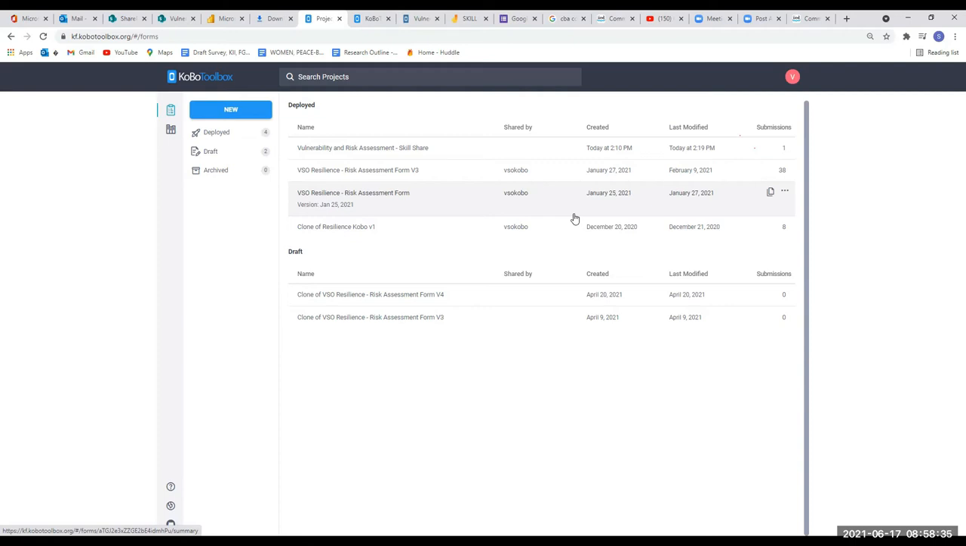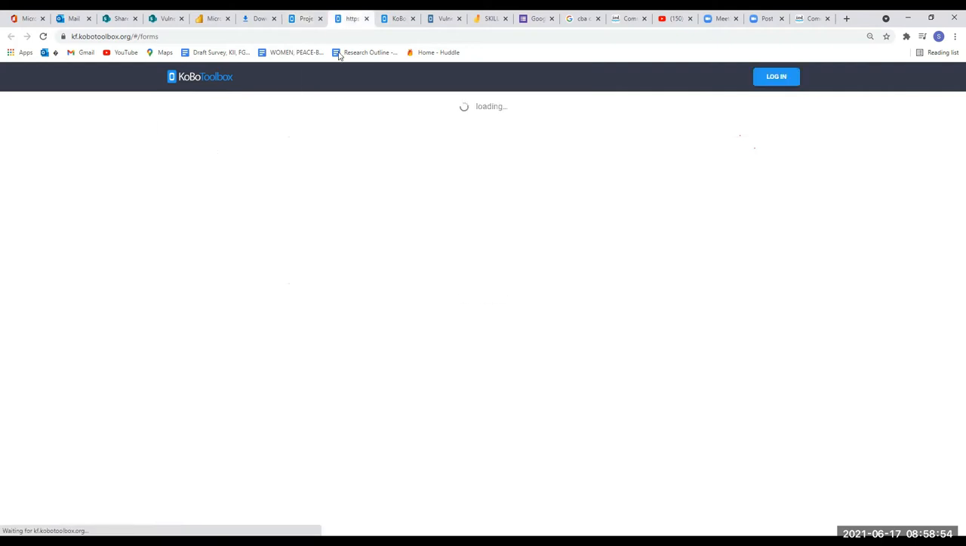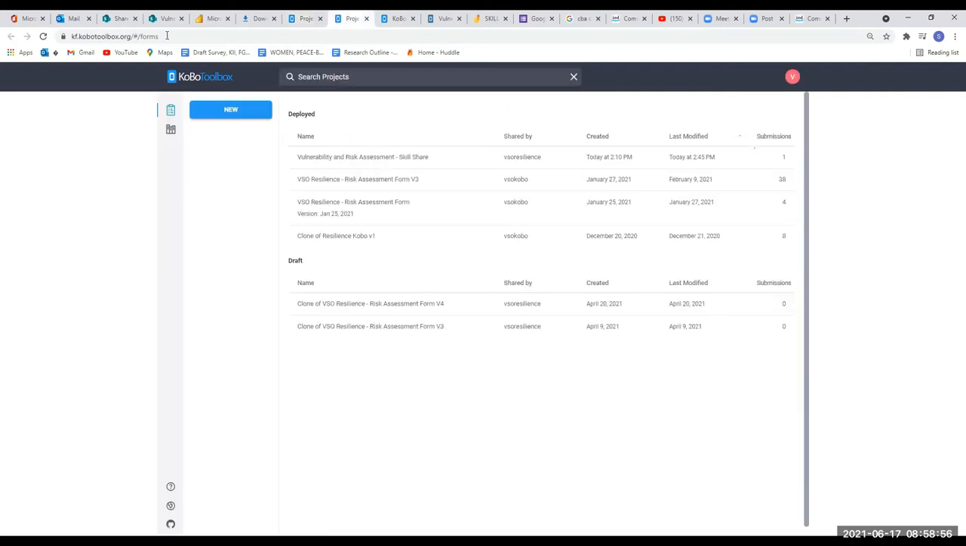In this solution that we have developed through the Safe, Peaceful, and Resilient Communities, we have deployed the vulnerability and risk assessment form using the Kobo Toolbox. So if you decide to use Kobo Toolbox in the work that you're doing, you can just create an account via this site. You just need to go to Kobo Toolbox.